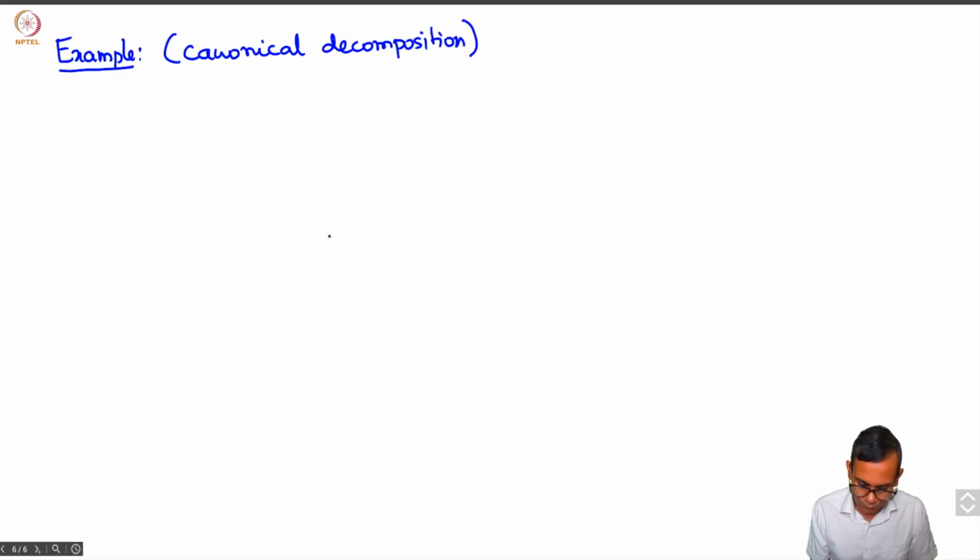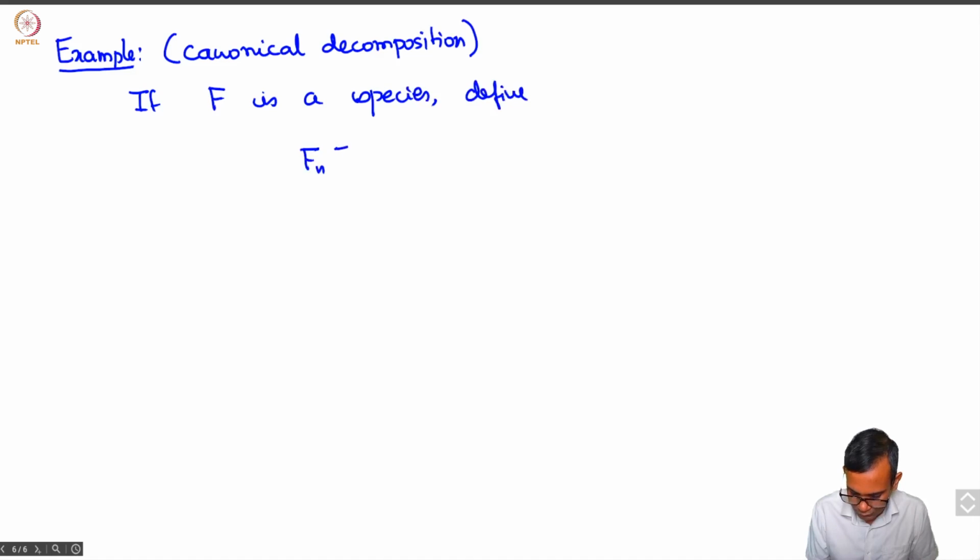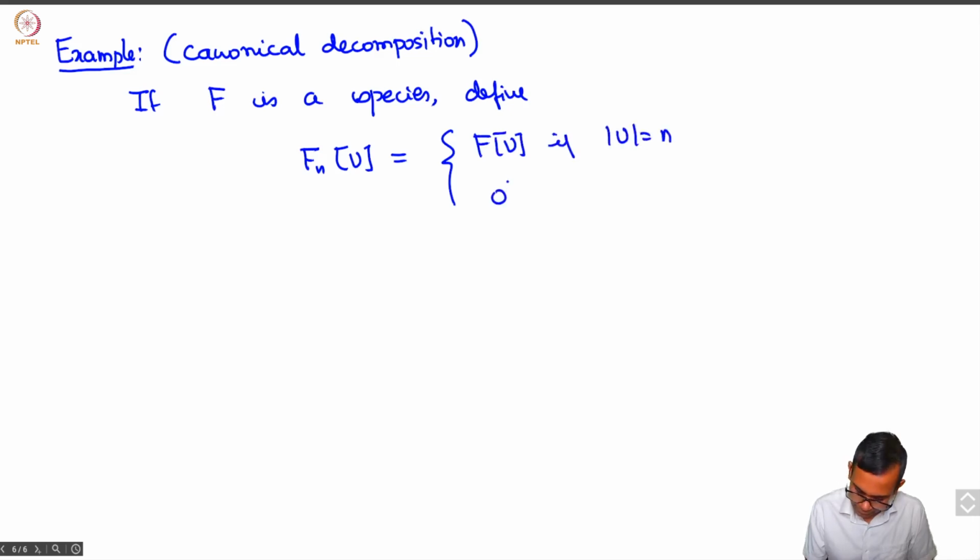And it's the following: if F is a species of structures, define Fn to be the species given by Fn u is just equal to Fu if the cardinality of u is equal to n and it's empty otherwise. Then F is equal to summation n greater than or equal to 0 Fn.